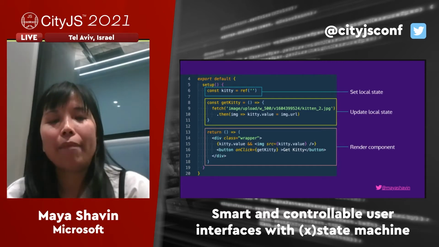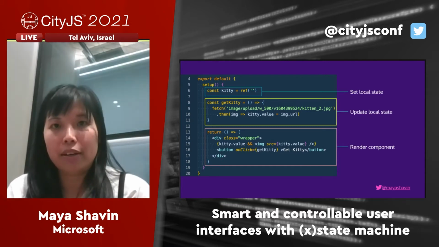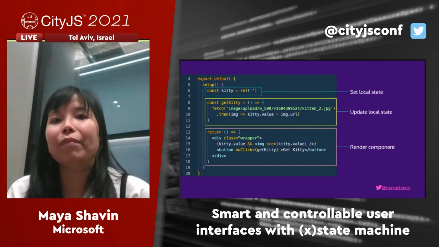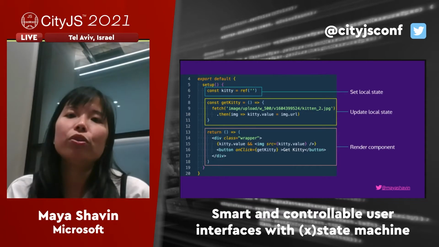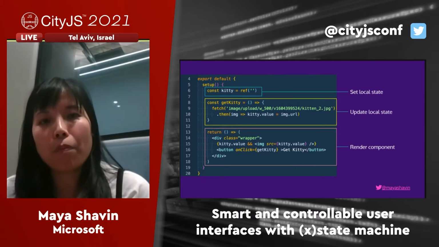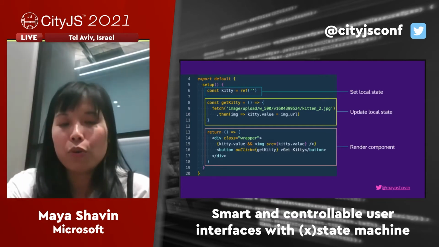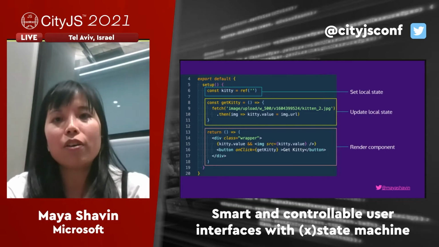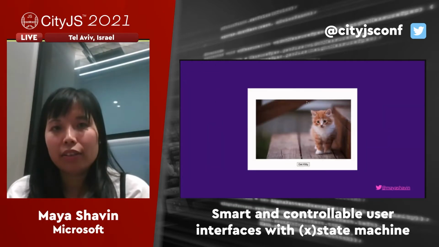We have a local state, which is the kitty image, and we start it with an initial value of an empty string. Then we have a function to update the local state whenever the user clicks on the Get Kitty button. And then we have a render function to render the component itself. Okay, cool. That's it, right? All of this is very simple, very straightforward. And the outcome is, yeah.